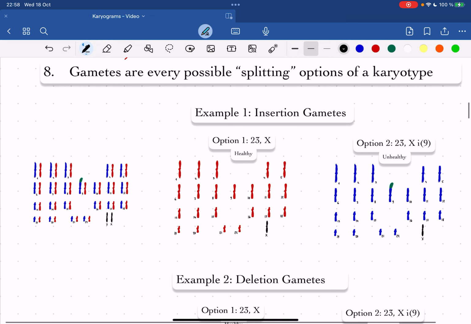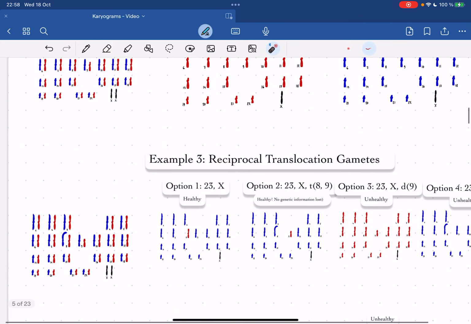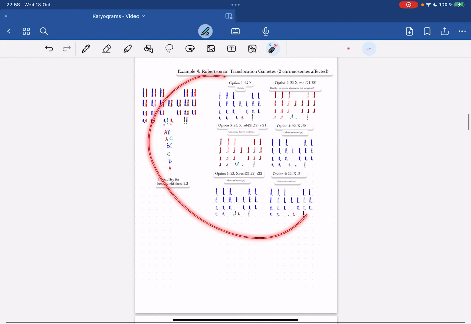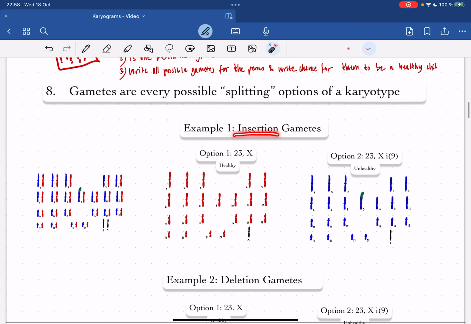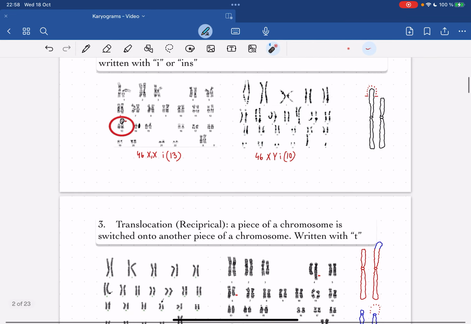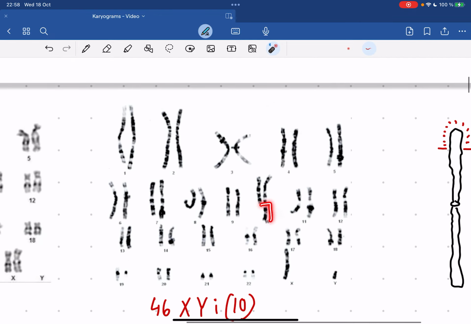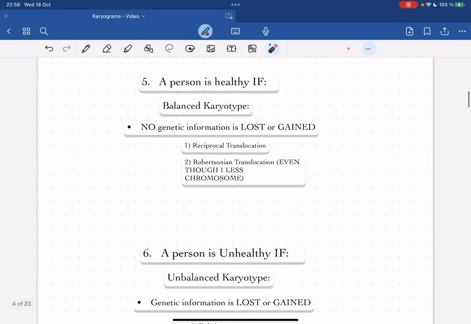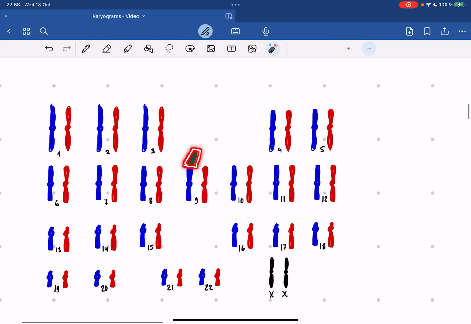So let's start with what gametes would look like for insertion, deletion, reciprocal translocation, as well as Robertsonian translocation, which is going to be a little bit more difficult than the rest. For a person with insertion, remember, they have an additional piece of a chromosome inserted into the whole, and it's just one pair that is affected. So just one chromosome is affected right there. In our case, I drew it as this little green thing right here.